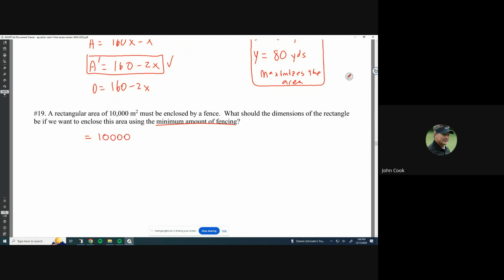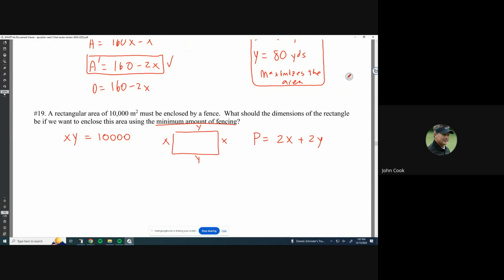And remember the area is going to be x times y if we use the same diagram, which I think we can use in this case. So this is going to be our constraint function now. And then the perimeter function is going to be the one we're trying to minimize. So the perimeter for the fencing would be 2x's and 2y's.